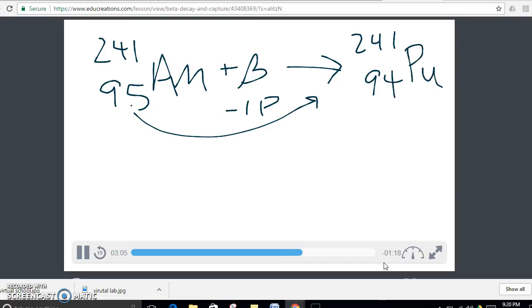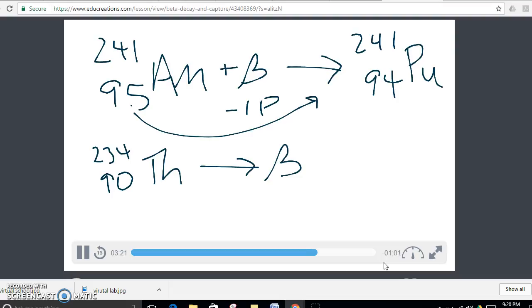The next example gives you thorium-234. So I have 234. If I look on the periodic table, thorium is number 90, Th. And in this case, because I'm losing a beta particle, I'm going to put it on the product side. And because I'm losing it, my top number is still going to stay the same. Because remember, no matter what, I'm losing one and gaining another in terms of protons and neutrons. So my top number is going to stay the same.